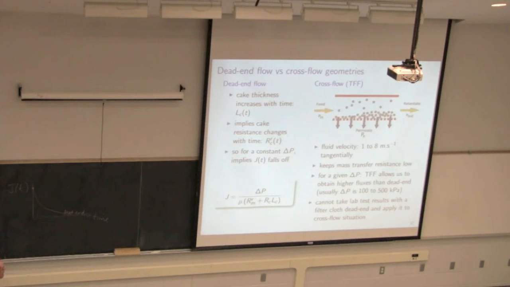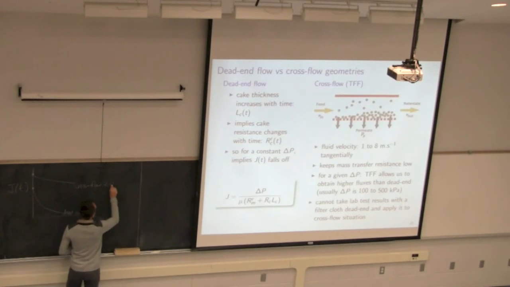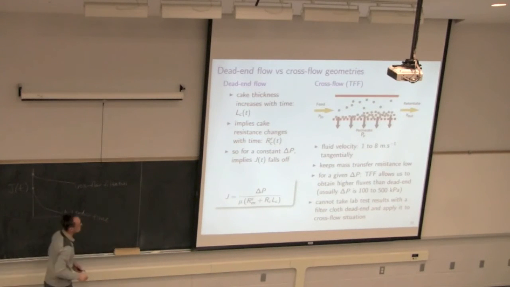What we'll find for cross-flow filtration is we'll start off at some flux, and it will level off as well, but much, much slower. Because what's happening is we're shearing away those solids, eroding that cake, and preventing it from building up a large resistive layer over there. So we can get higher fluxes with cross-flow filtration. Higher fluxes.